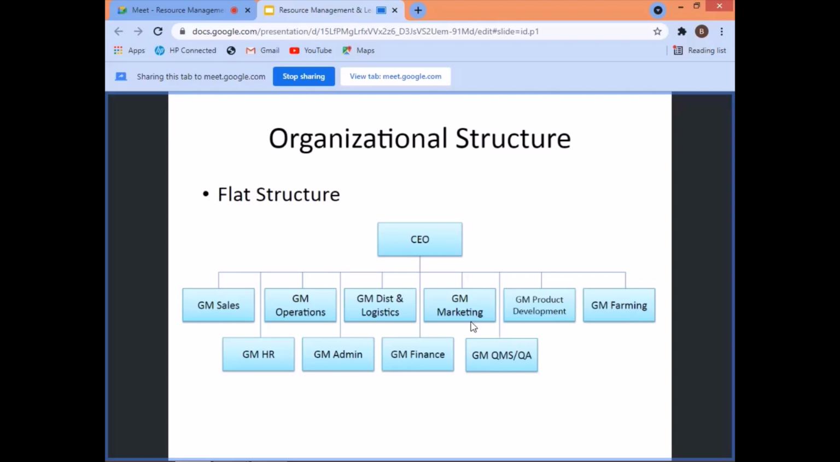GM marketing, we need more people to do our marketing. We need to put more ads, commercials. Marketing said, we need to put more commercials on YouTube, commercials on television, print ads. Need more money. GM product development, we need to develop new products. We need to develop the existing products. It entails cost.